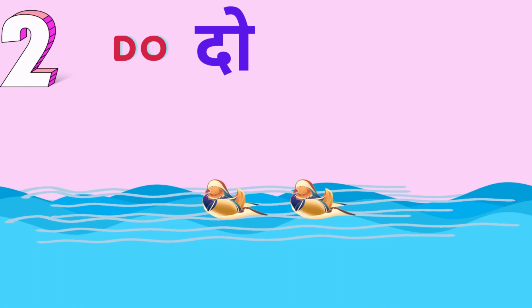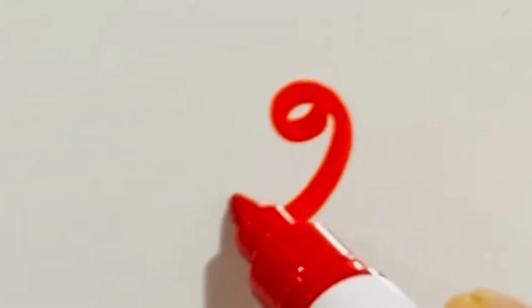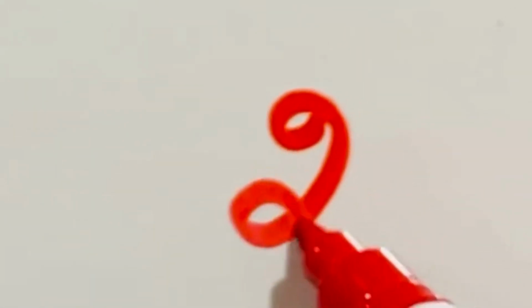Then comes do or two. It is written similar to the two we write in English, except that we make a curve at the beginning of the two and we give it a curvy tail at the end of it.